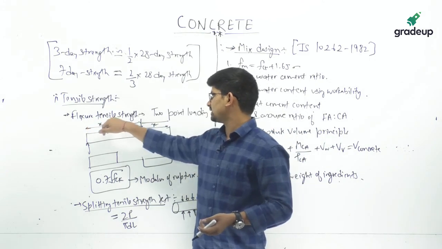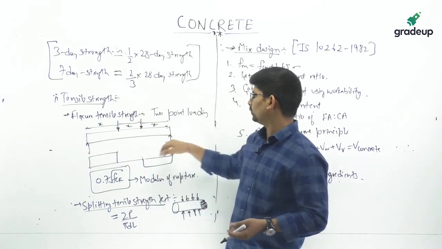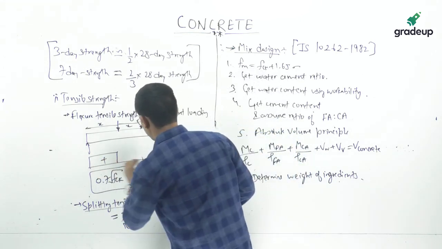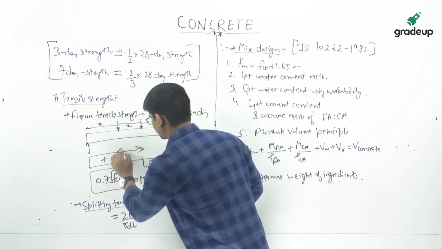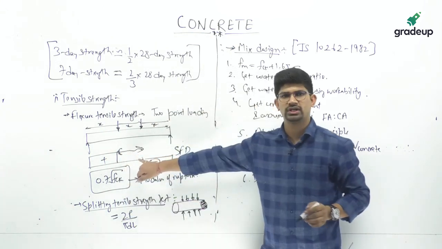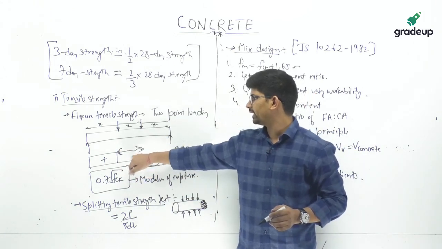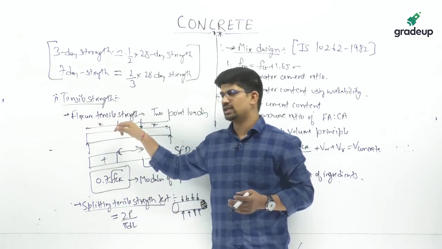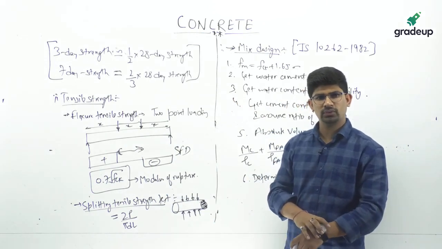What is flexural tensile strength? You have used a simply supported beam and applied a 2-point loading. This is the shear force diagram of this one. This is positive, this is negative. So you can see in this portion there is no shear, there is only bending in this case. So it will be pure bending, and bending and flexure are one and the same thing. So this is flexural tensile strength or bending tensile strength. Okay, so I hope this is clear to you.